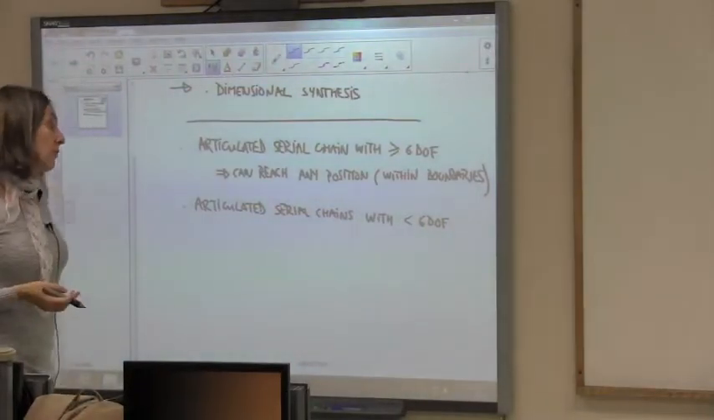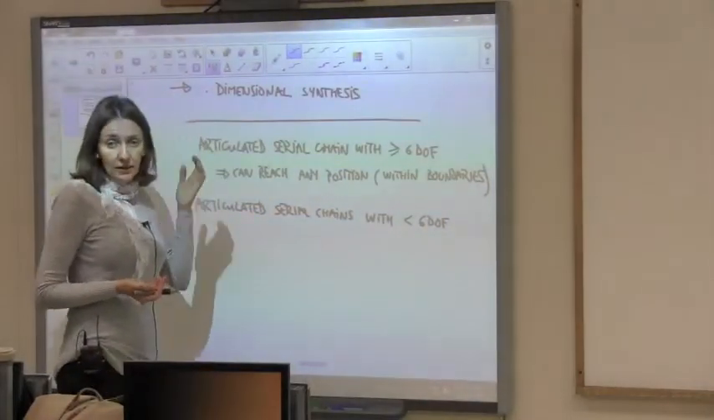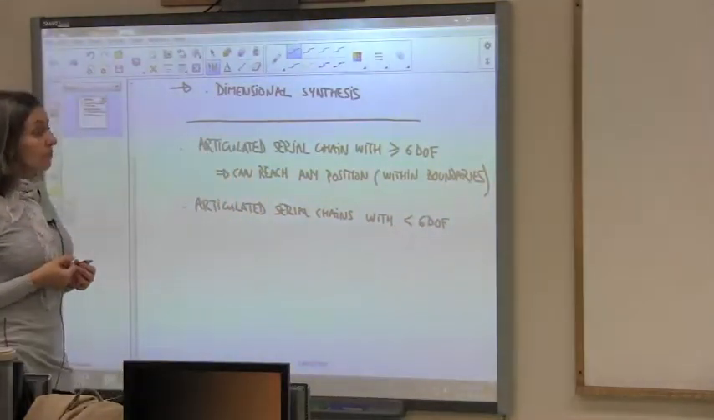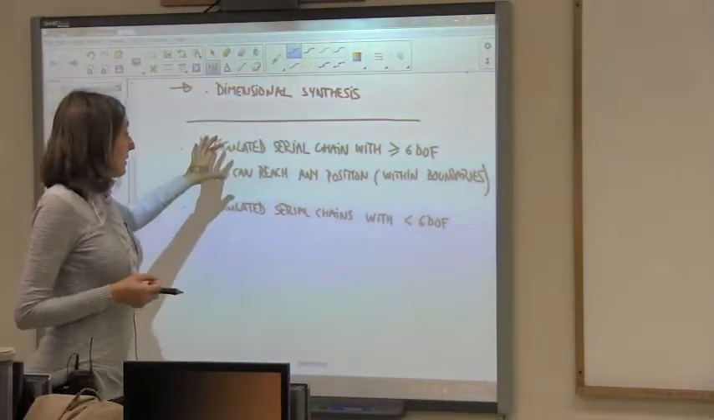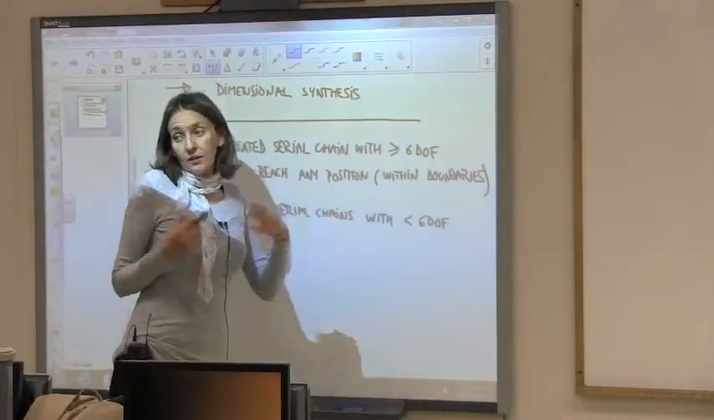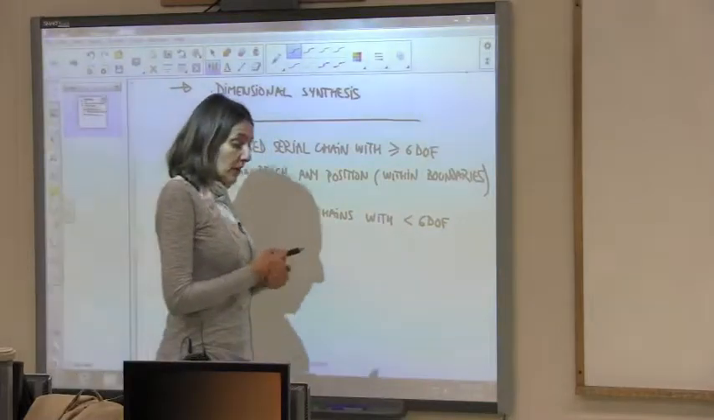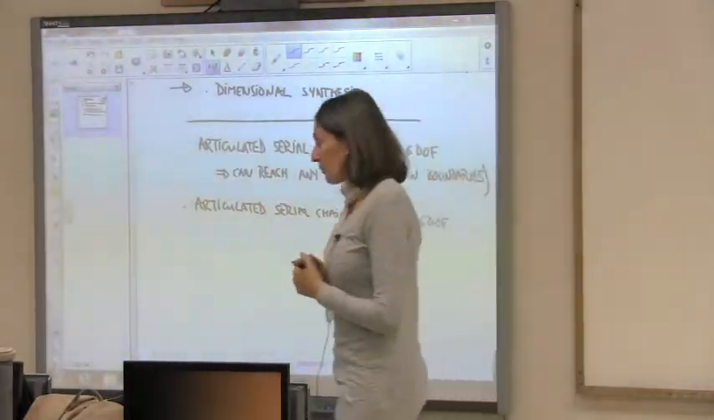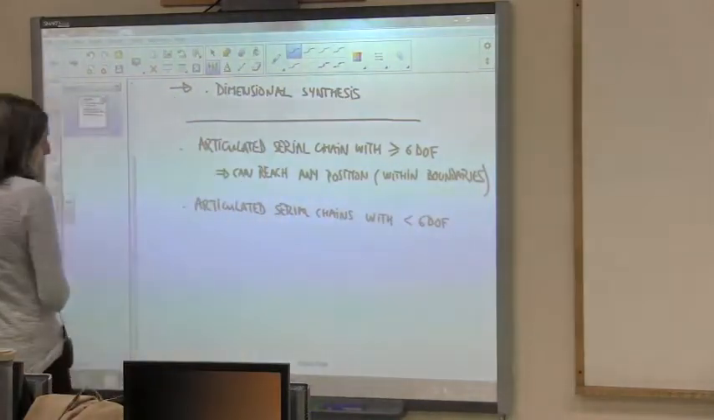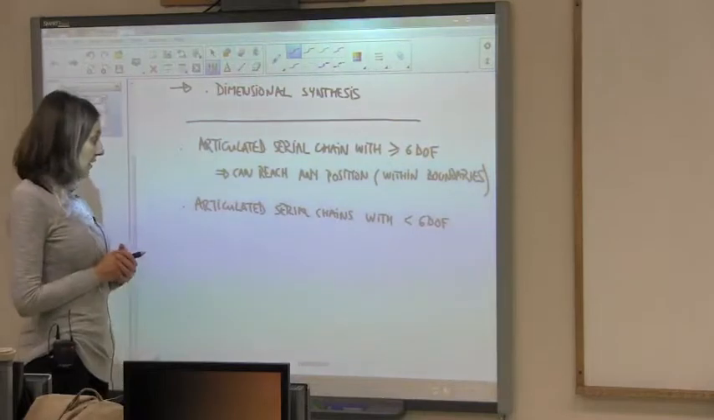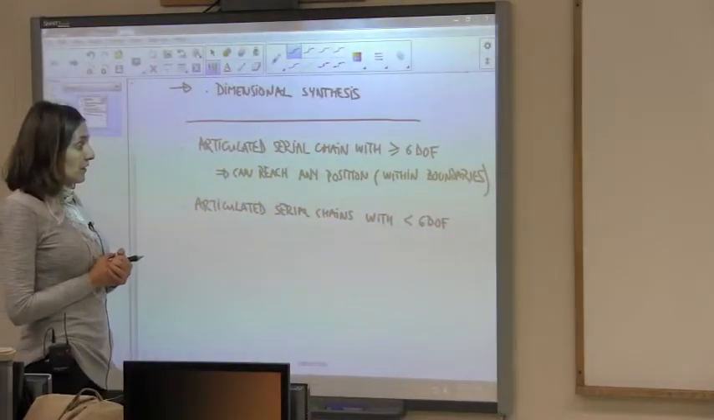Same thing is true for parallel chains. When we count the mobility of the chain, we find that if it's 6 or more, then we can reach any position. The difference with the parallel robot is that their workspace is smaller, so you need to define that workspace. But the same thing happens. So we could say serial or parallel is the same in this case, if you count the mobility.